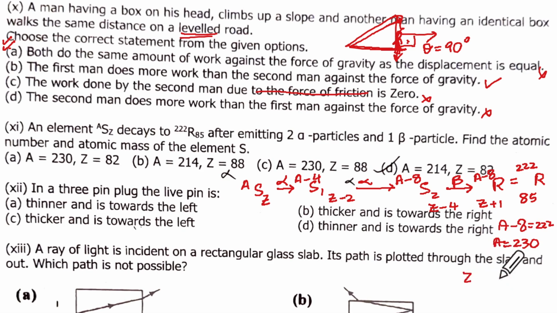And sorry, this should be 3, right? Minus 3, correct. Yeah, sorry. So S minus 3 is equal to 85, so S will be equal to plus 3, which means 88. So 230 and 88. Option C.